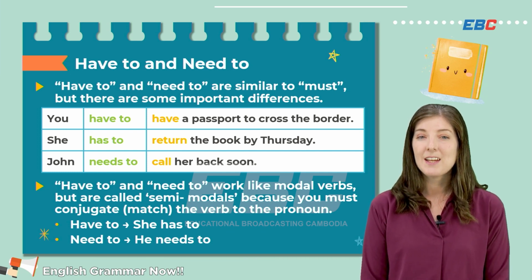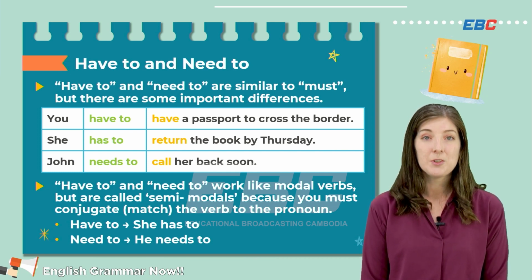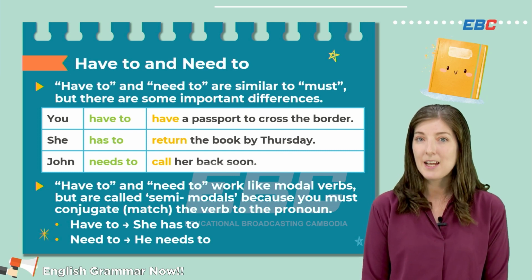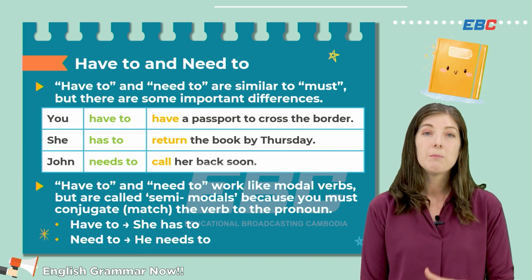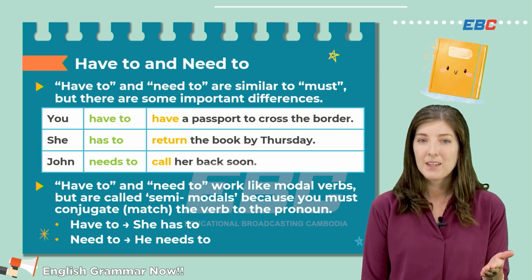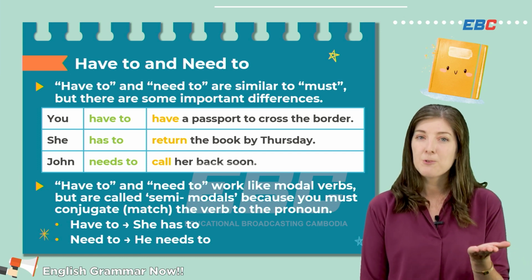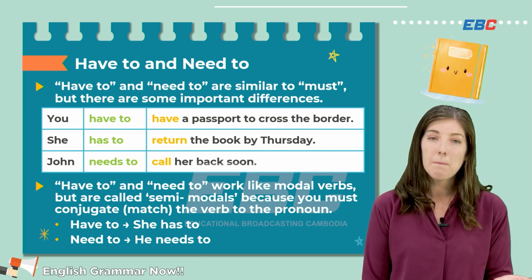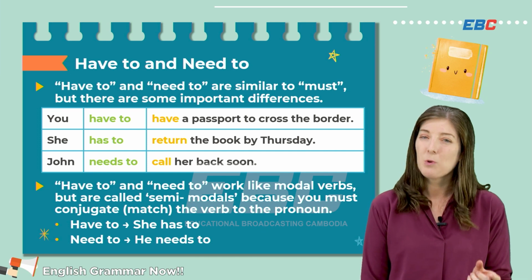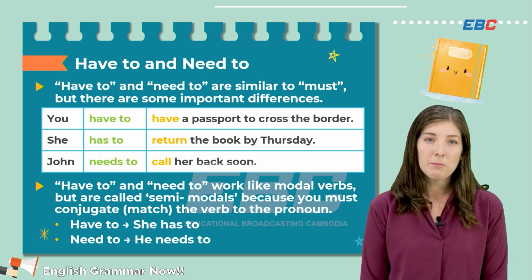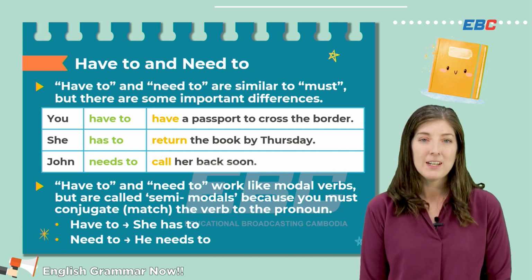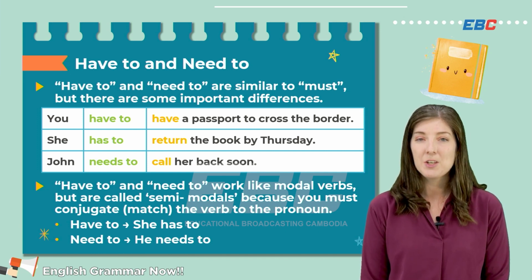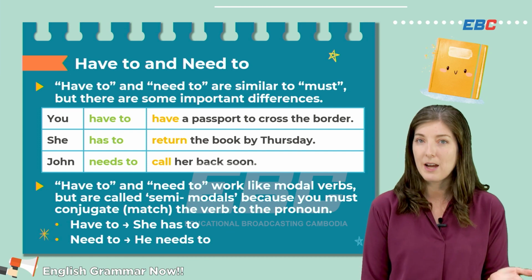You can see that have to and need to go in the same place as a normal modal verb like must. They come before the main verb. However, have to and need to are actually called semi-modals, which means they work a little differently than normal modals like must. One of the ways they're different is that you need to match the verb with the pronoun.